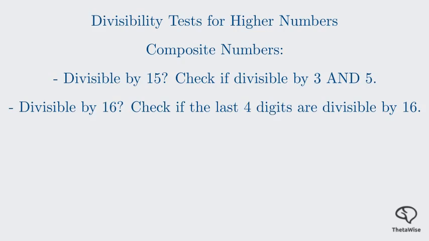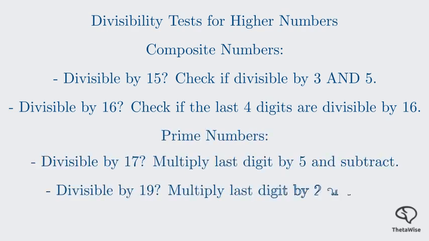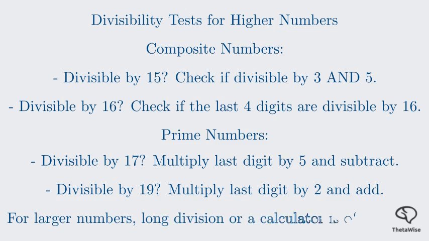For prime numbers like 17 or 19, the test can get quite complicated. They often involve multiplying the last digit by a larger number and adding or subtracting it from the rest of the number, similar to our test for 13. For instance, the test for 17 involves multiplying the last digit by 5 and subtracting it. The test for 19 involves multiplying the last digit by 2 and adding it. While these tests exist, they are often not as quick or practical as the test for smaller numbers. For larger numbers, especially in a real-world scenario, it's usually faster and more reliable to just perform long division or use a calculator. The complexity of the test can outweigh the benefit of avoiding long division.